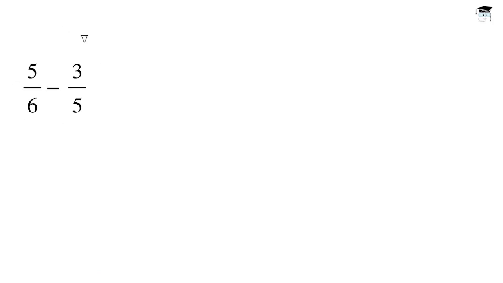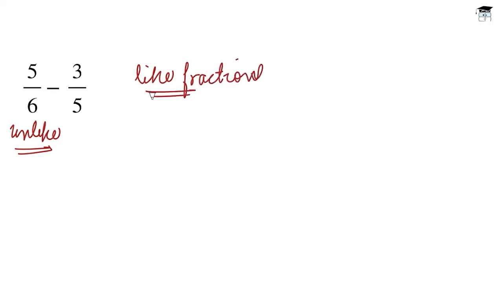So how do you subtract two unlike fractions? These two fractions are unlike fractions because the denominators are different. So how do you subtract them? Yes, first of all, we convert them into like fractions. How do you convert unlike fractions into like fractions? Yes, you follow two steps.